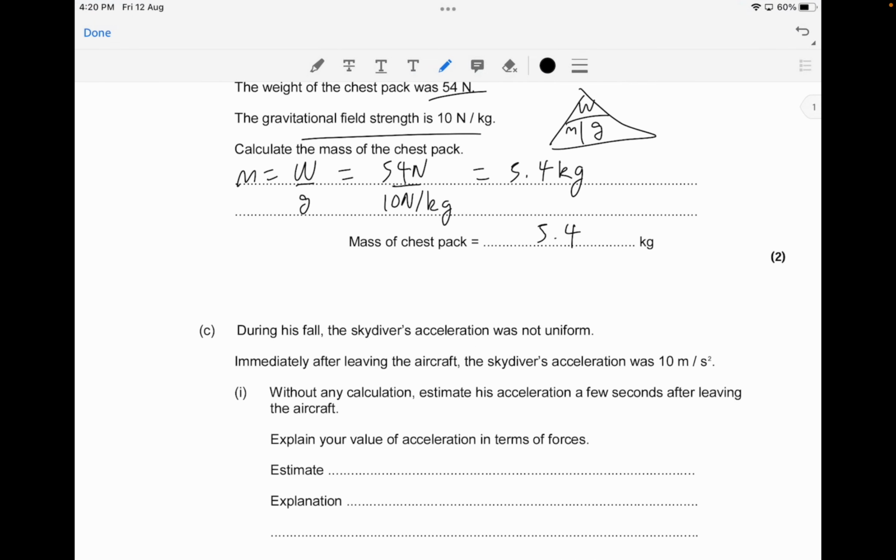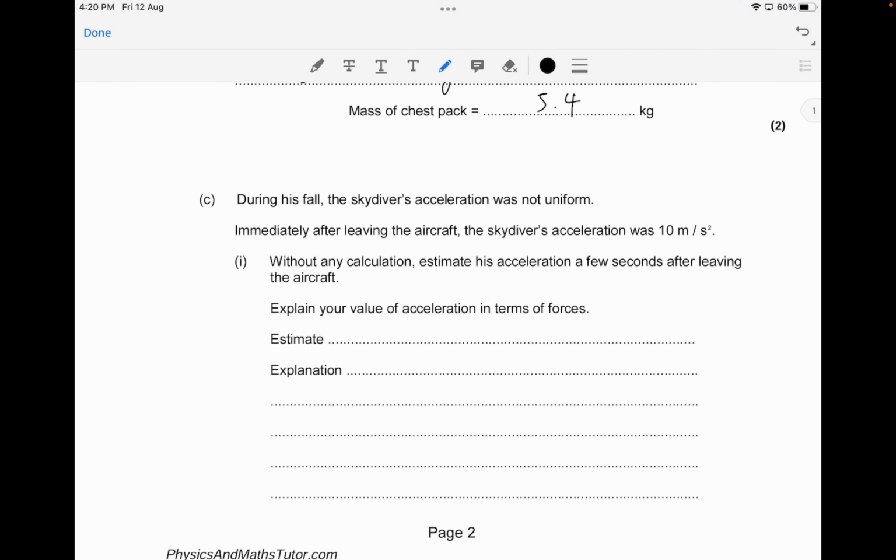Now, during his fall, the skydiver's acceleration was not uniform. Immediately after leaving the aircraft, the skydiver's acceleration was about 10 meters per second squared. Without any calculation, estimate his acceleration a few seconds after leaving the aircraft. You have to explain your value of acceleration in terms of forces. Since leaving the aircraft, his acceleration was about 10 meters per second squared, which tells us the value after a few seconds should be less than that. So let's say roughly 9 meters per second squared.